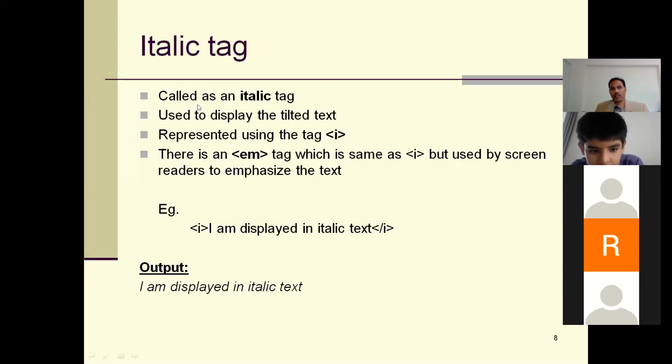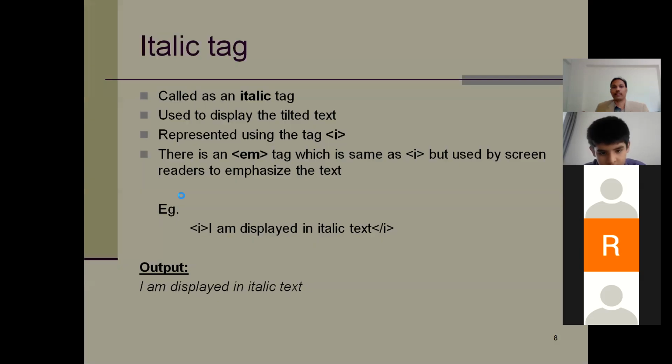Yeah, it's called an italic tag, used to display tilted text, represented using the less than symbol, I, and the greater than symbol. And there is an EM tag, which is the same as italic but used for screen readers to emphasize the text. Okay, here is an example, and the output would look like this. It is in tilted form. Fine.